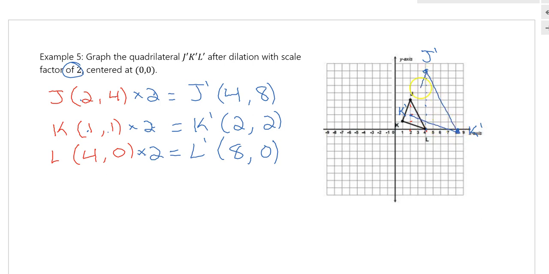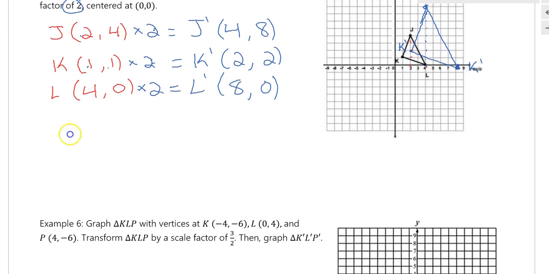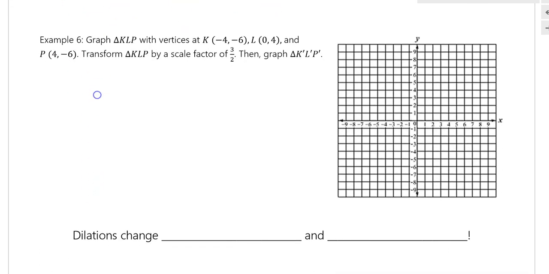And then I, again, do connect them. And that is my new triangle. And again, you should be able to see right away if you did it incorrectly or correctly. Again, it should just look like a larger triangle. Shape, orientation, all that stuff is still the same. All right, let us look at example 6.